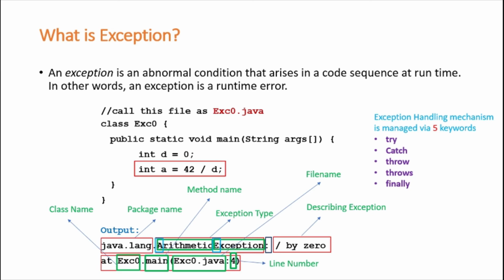Finally, I would like to summarize what we have discussed. An exception is a runtime error. Whenever an exception occurs, the program terminates abruptly. So this exception can be handled in the program using the exception handling mechanism, that is via 5 keywords: try, catch, throw, throws, and finally.